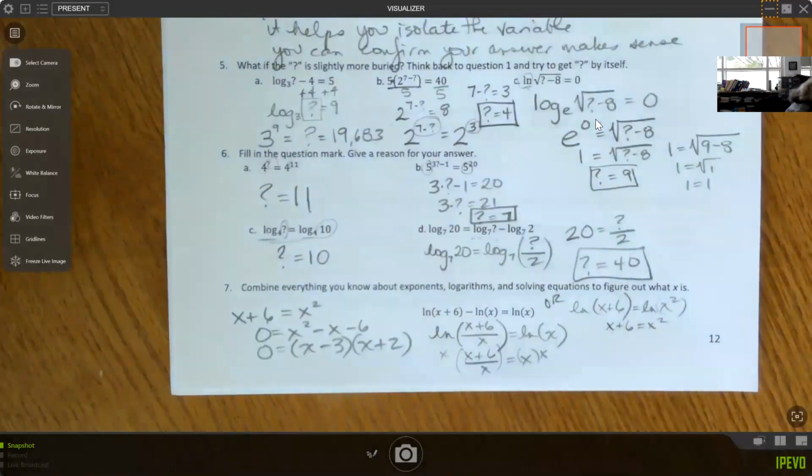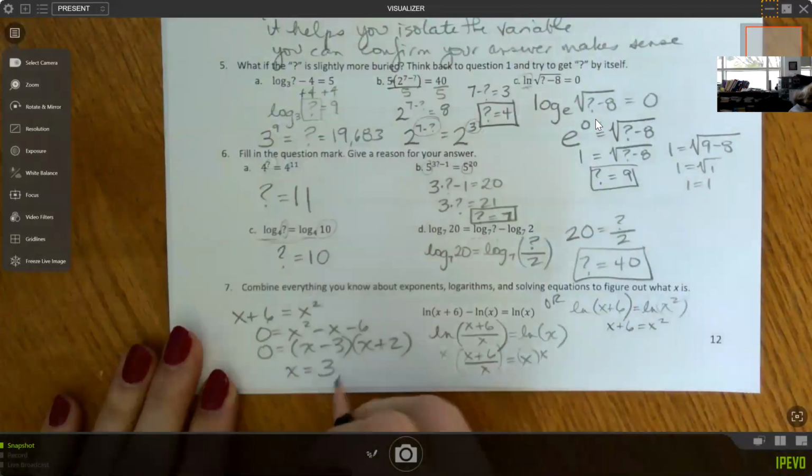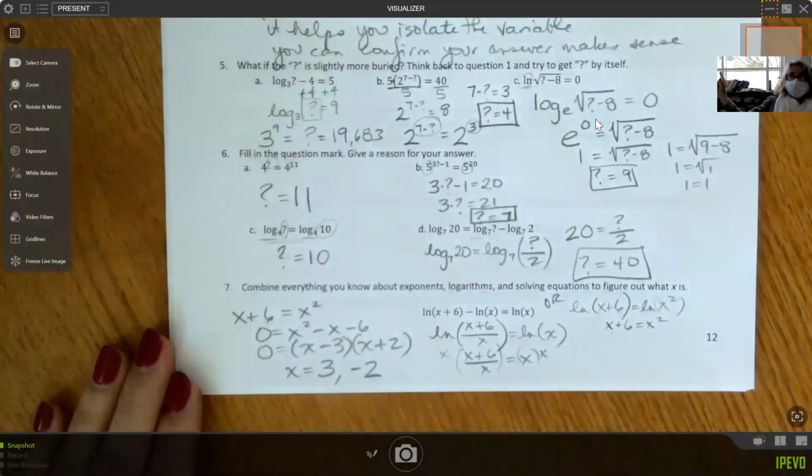Okay, so the two x's are 3 and -2, but we have a problem. One of these does not work, right? One of them is extraneous. So which one doesn't work and why? Great.